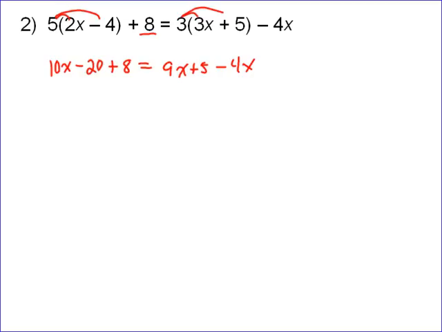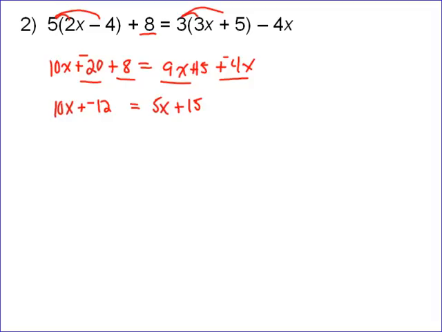I still have like terms to add up. On this left side, there are no other x's, so the 10x is by itself. But I've got a negative 20 and an 8. Negative 20 plus 8 is a negative 12. So 10x plus negative 12. Here I've got 9x plus a negative 4x, so I subtract them and I get 5x. And then plus 15. There should have been 15 here.